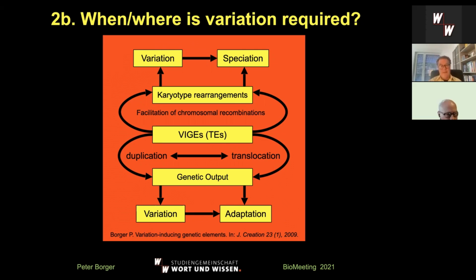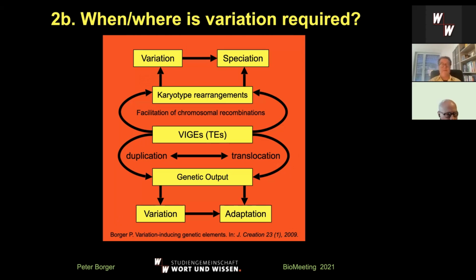But okay, what can these elements do in the genome? First of all, they're able to facilitate chromosomal recombinations, and I will show later how this works. And they are thus rearranging karyotypes. And the rearrangement of karyotypes is, of course, the same as inducing variation. And this eventually could even lead to speciation, because the karyotypes of the different organisms are no longer compatible and they cannot reproduce together anymore.